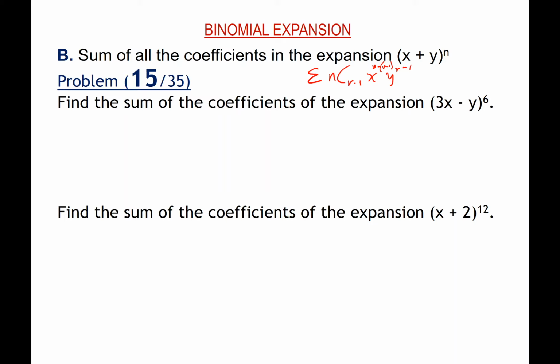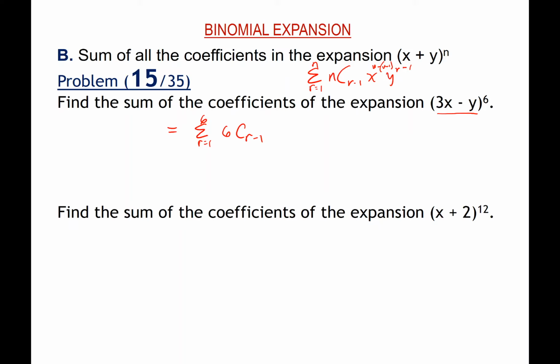So, find the sum of the coefficients of the expansion (3x - y)^6. Actually, we just simply use the formula here, where r is equal to 1 to n. We just sum. So this is the summation from r equals 1 to n, which is 6. So n is equal to 6, C(r-1).